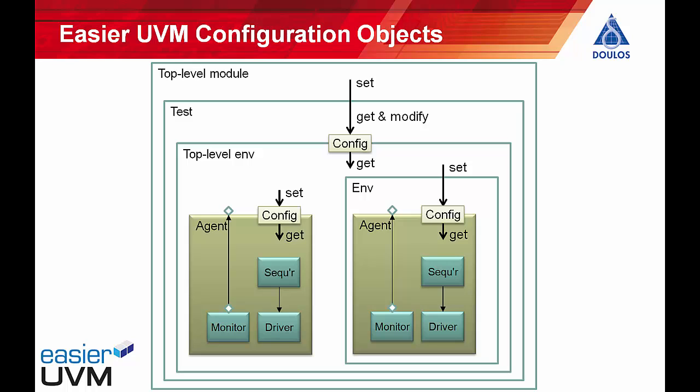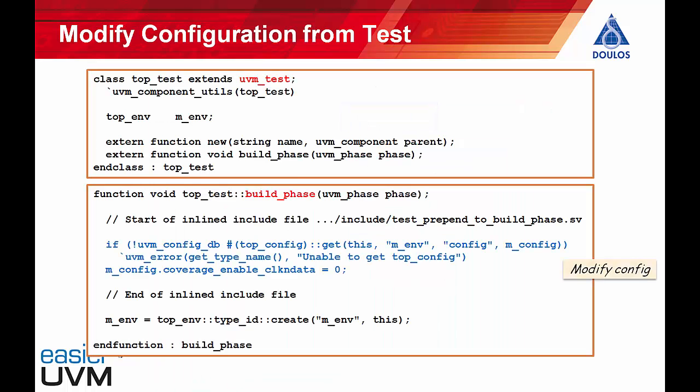There's one final step that you might be interested in. So far, we've set the top-level configuration object, set the lower-level configuration objects, and then retrieved information from those configuration objects. But all the configuration information was set up by default from the top-level module. What happens when we want to change the configuration parameters? Well, the answer is that we can do that from our test by retrieving and then modifying the configuration object. That's what we do in Easier UVM. In particular, that's what the code from the Easier UVM code generator allows you to do. So let's take a look at that.